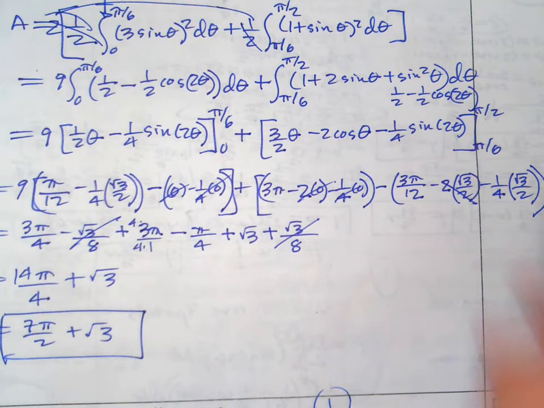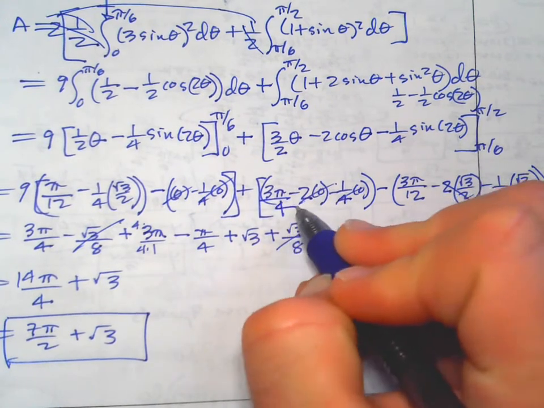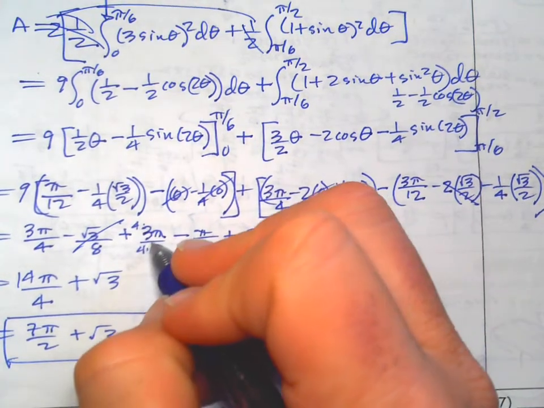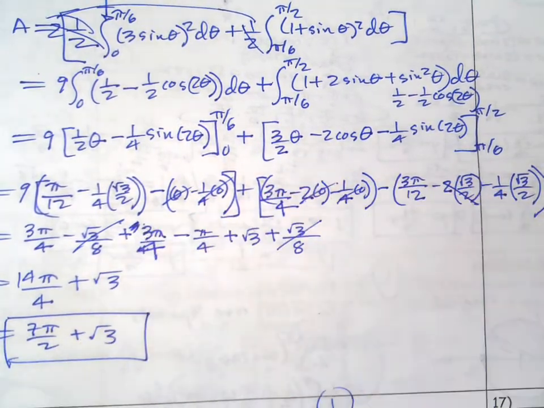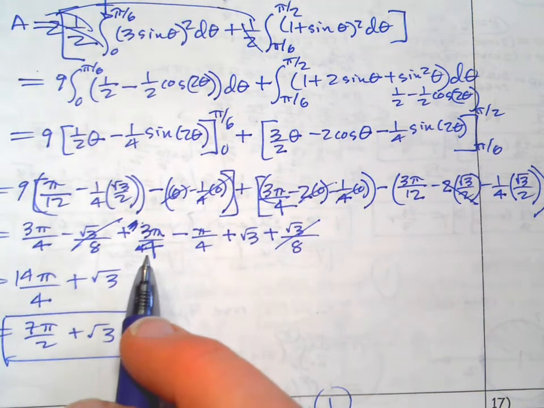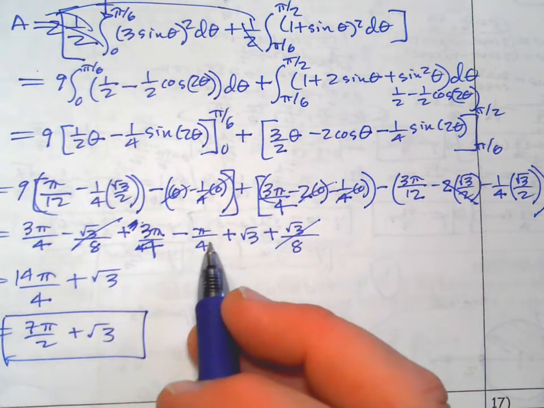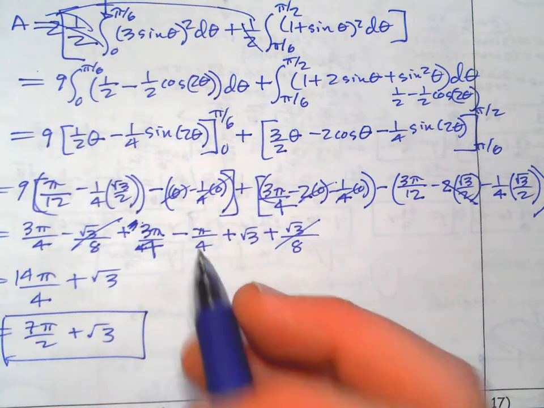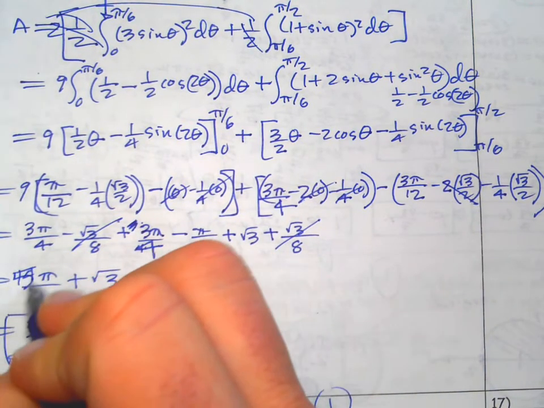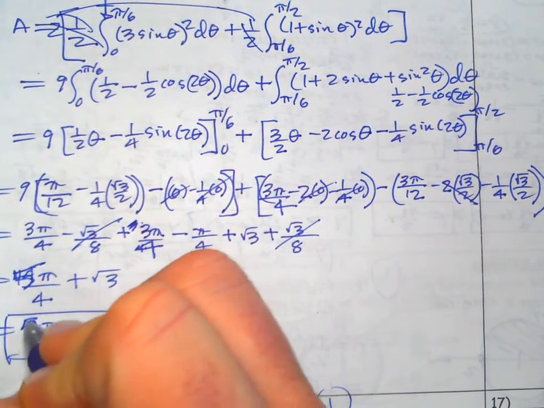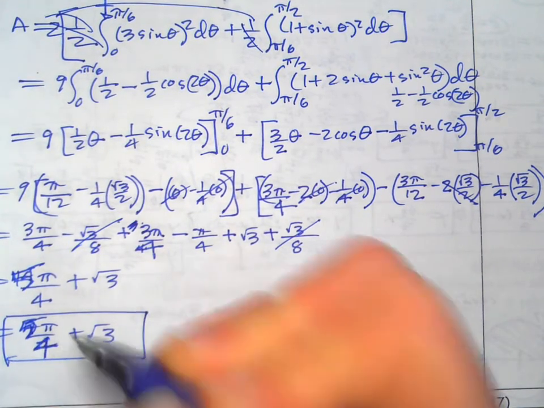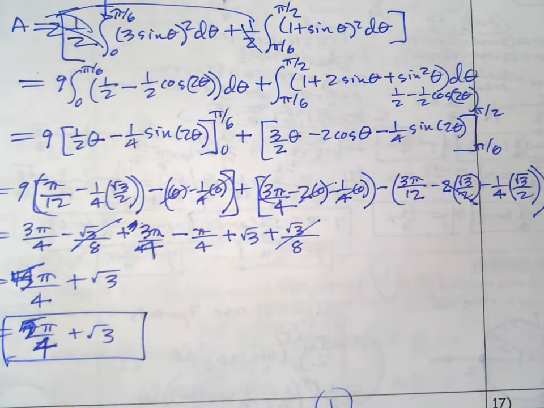Oh, this should have been 3 pi over 4, right? So it was already a 3 pi over 4. So that'd be 6 pi over 4 minus 1 pi over 4. It'd be 5 pi over 4. So that's one mistake right there.